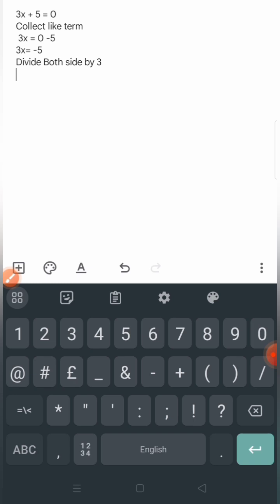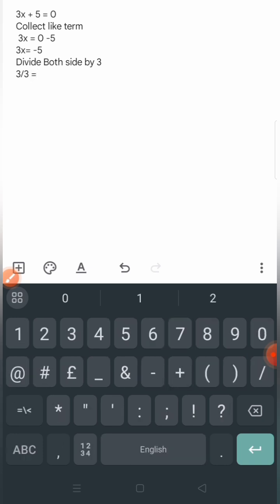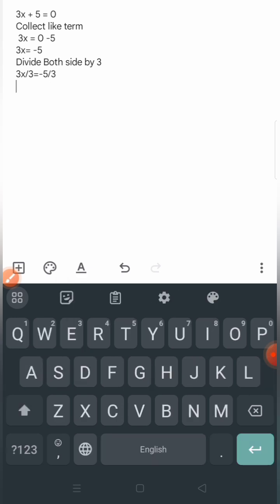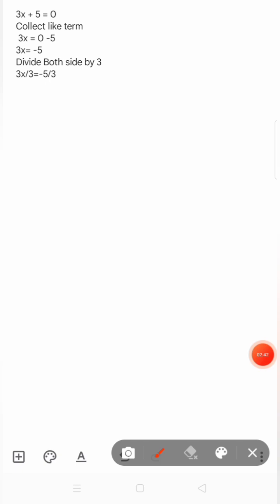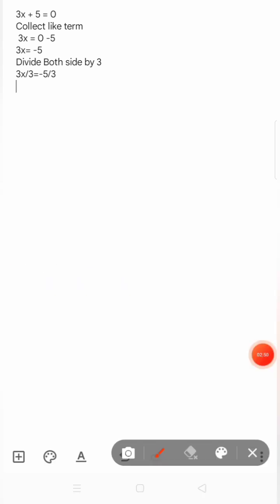And so the answer will be... sorry, let's go again. 3x divided by 3 equals minus 5 divided by 3. And so we cancel the 3 here, and you'll be left with x.